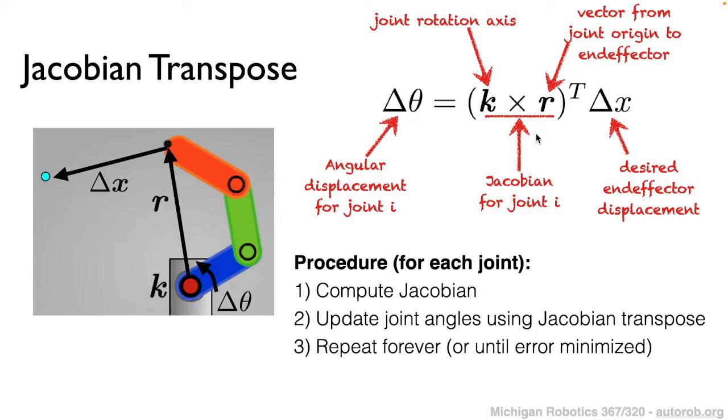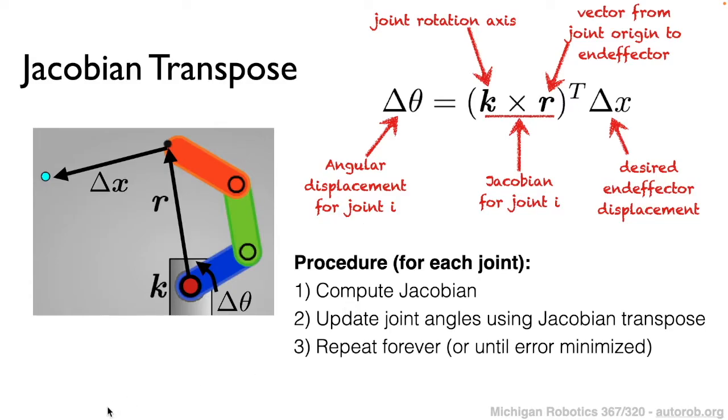this inner term here is what's referred to as the Jacobian for this joint. And so the Jacobian transpose method is a way of approximating, inducing a linear displacement that aligns with the ideal displacement vector that we're after. So it's a way of approximating that ideal displacement vector, and it tells us exactly what angular displacement we should cause to move in that direction.